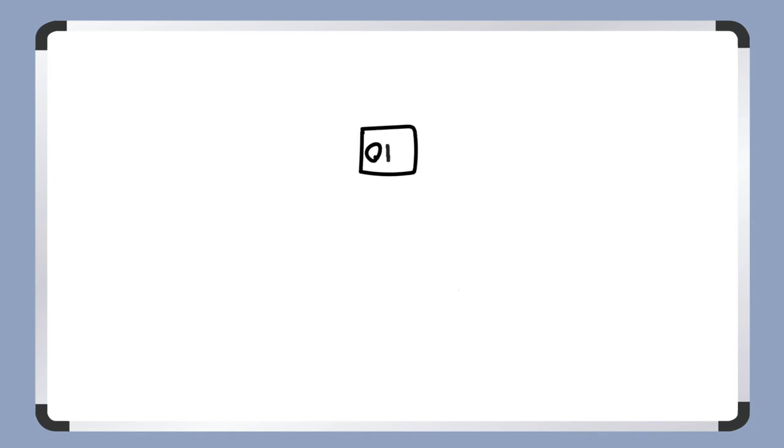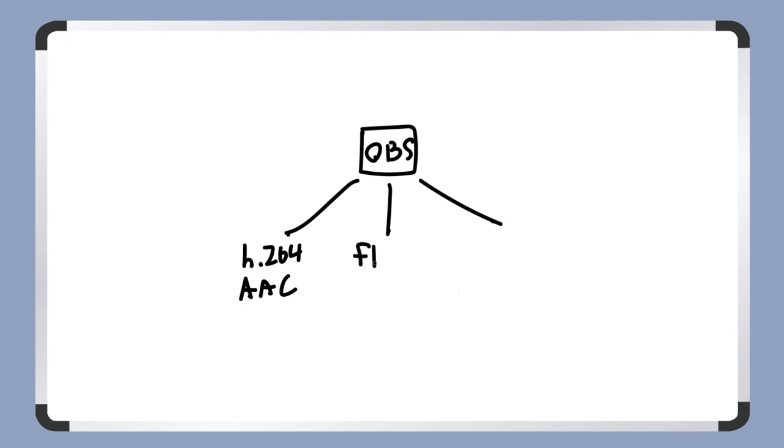OBS will then take all of these settings and encode the bits using any number of codecs such as H.264 and AAC. It will then contain the bits into a video container format such as FLV or MP4 and transport the containers using the RTMP protocol to the server designated earlier.